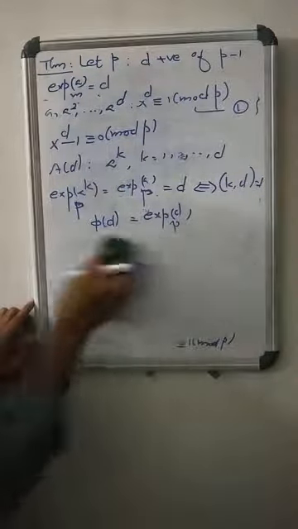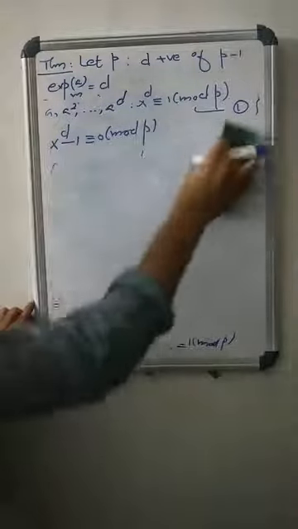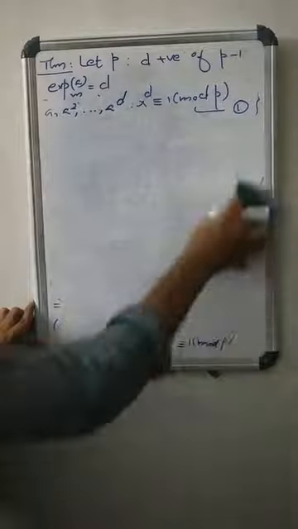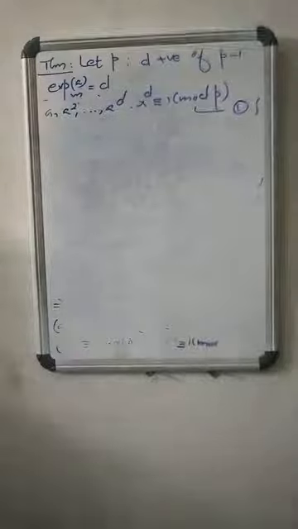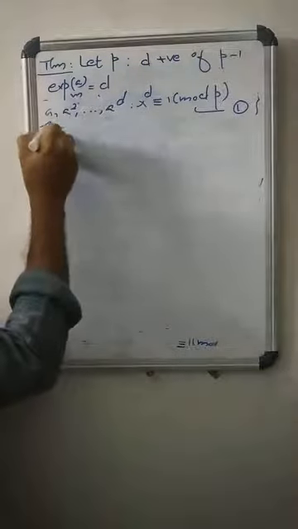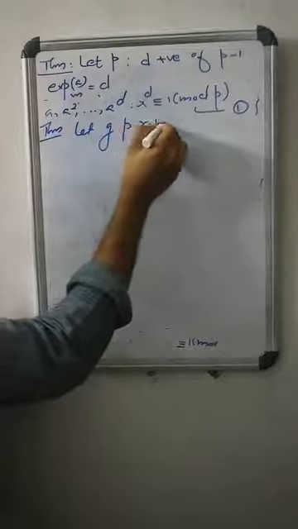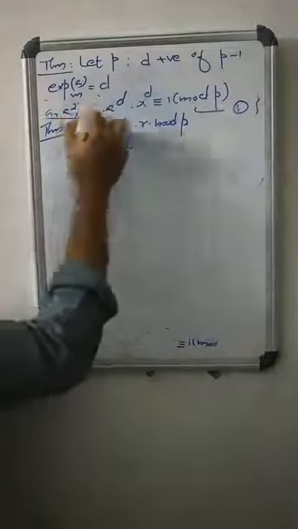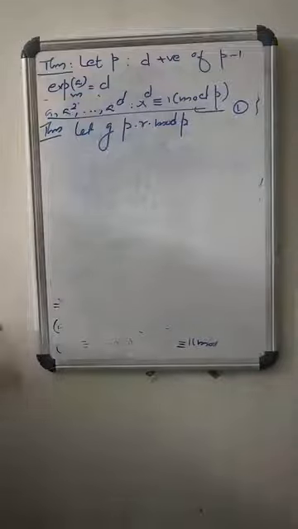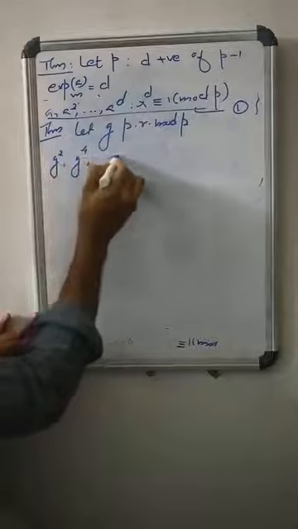Now consider another result. The result says: let g be a primitive root mod p, where p is an odd prime. Then the even powers g square, g power 4, etc.